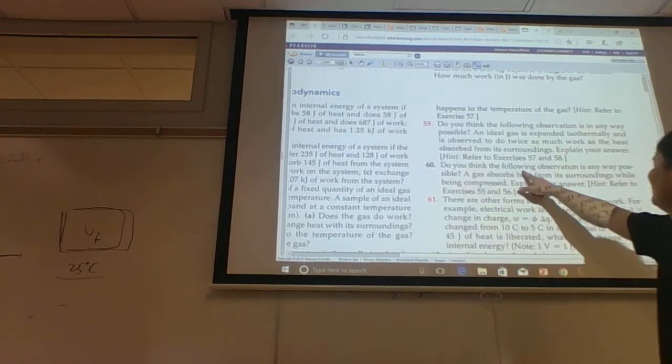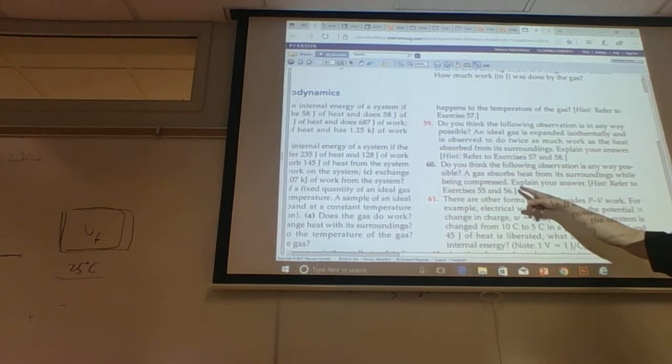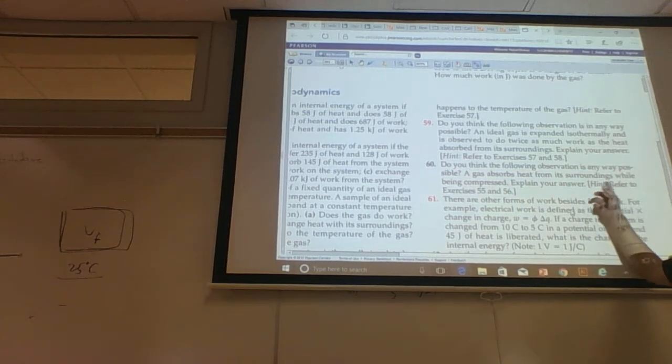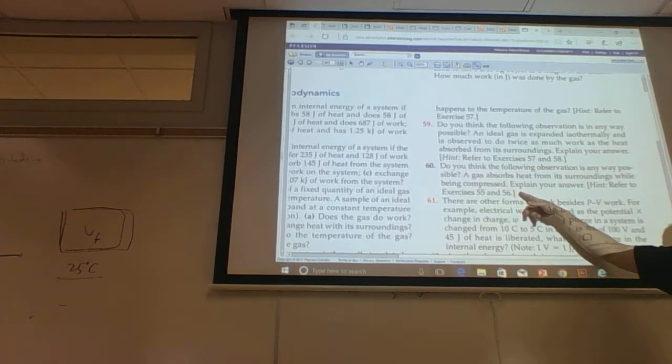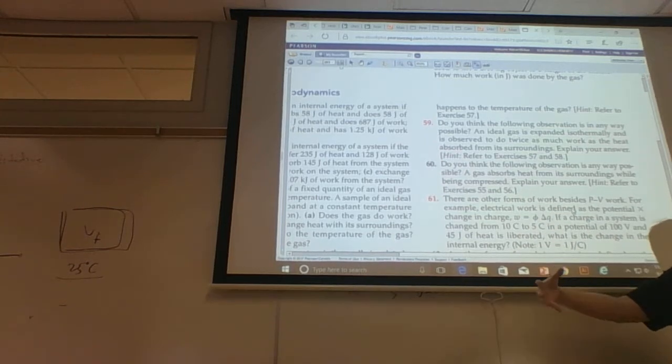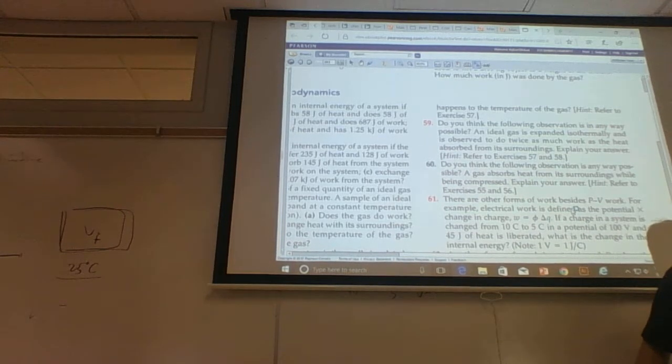Do you think the following observation is in any way possible? A gas absorbs heat from its surroundings while being compressed. Is that possible? Can a gas absorb heat from the surroundings while being compressed?